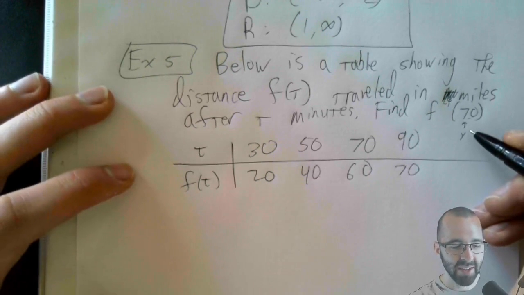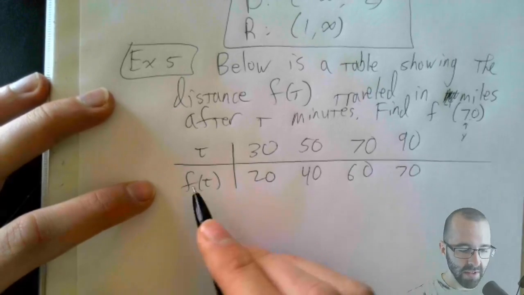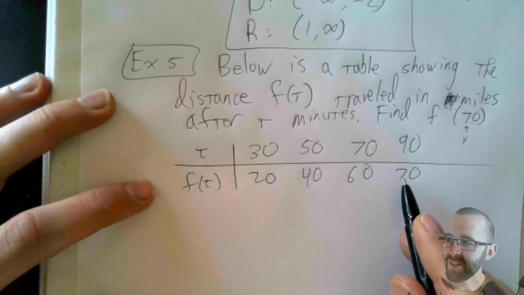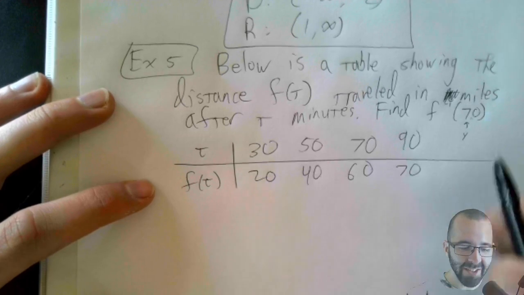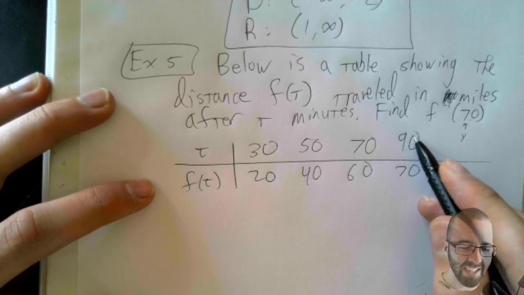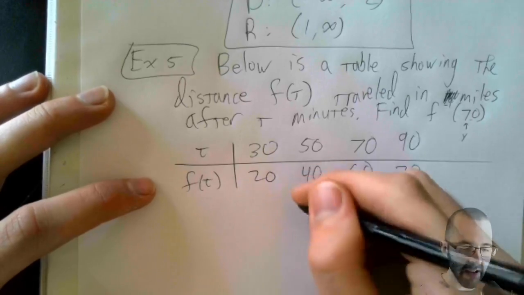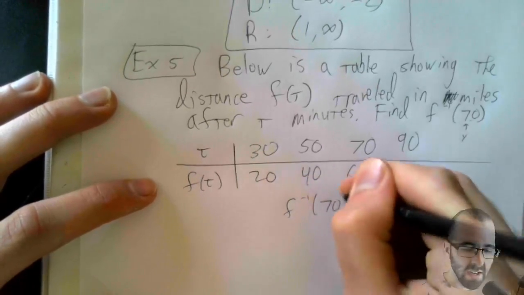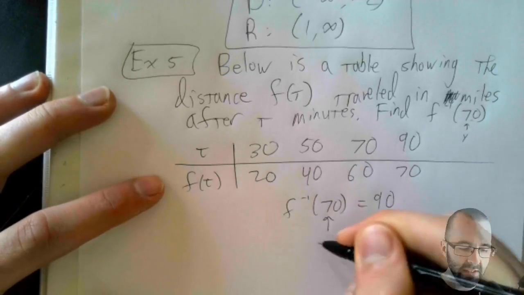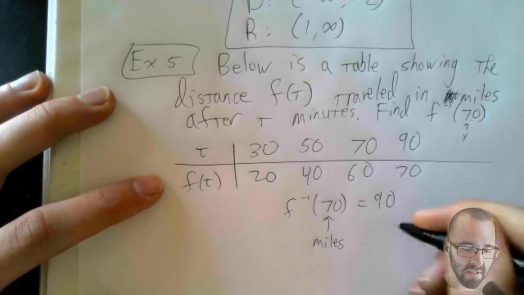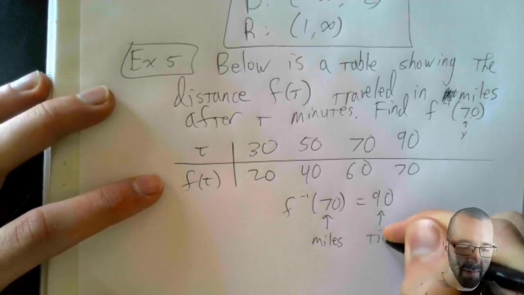So this is the y. Well, so we scout our y column. We get 70. We need to find the x column. That's 90. All right, so F inverse of 70 is equal to 90. Right? This is the miles. And this is the time.